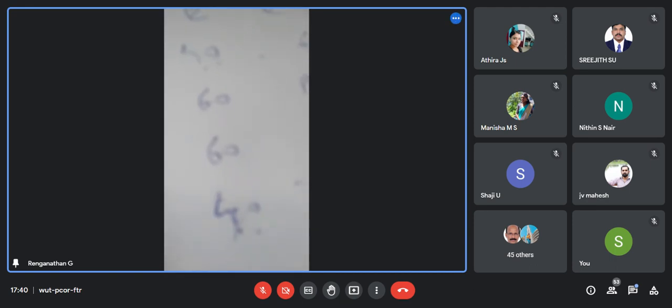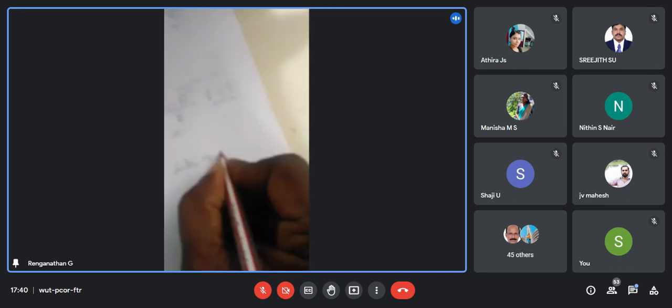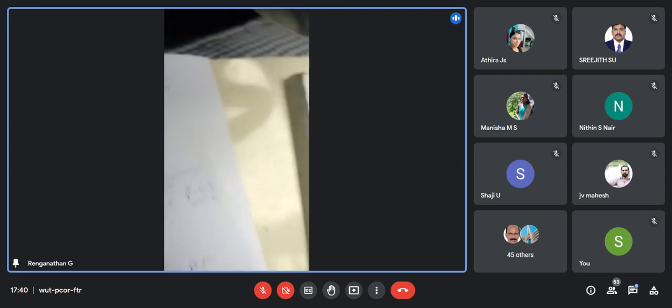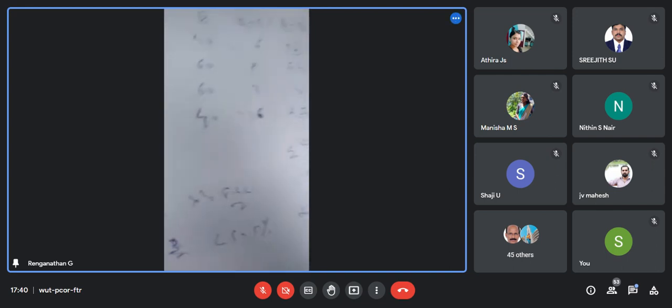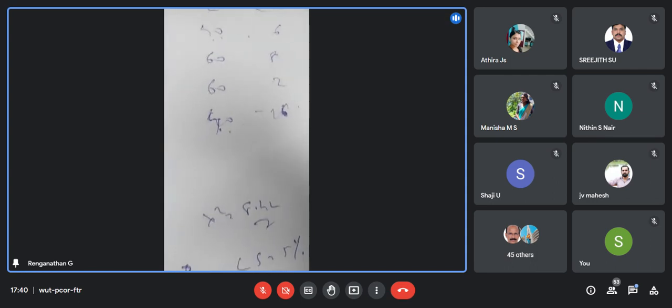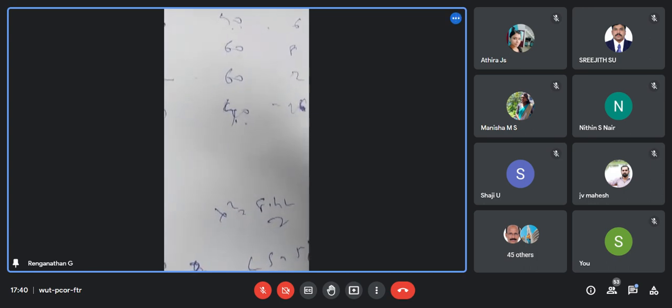7.815. That's the table value. So here the calculated value is 8.43 and the table value is 7.815. Since the calculated value is greater than the table value, what will happen? The hypothesis should be rejected.